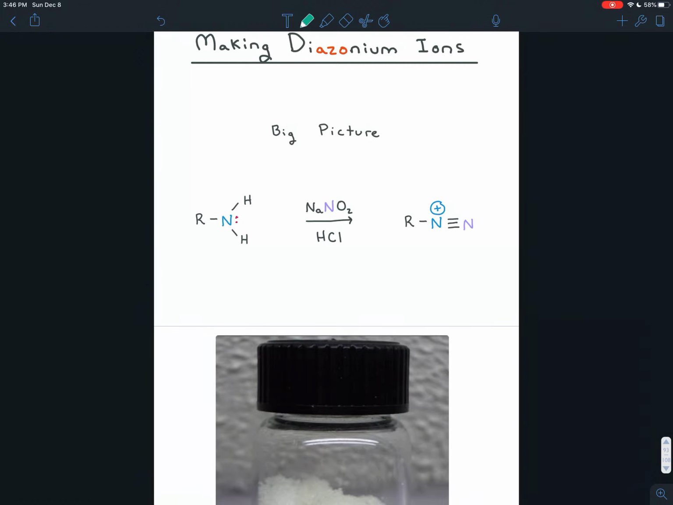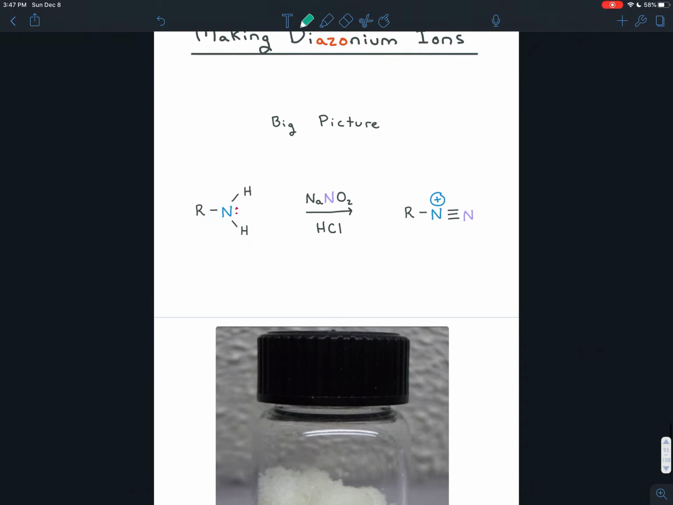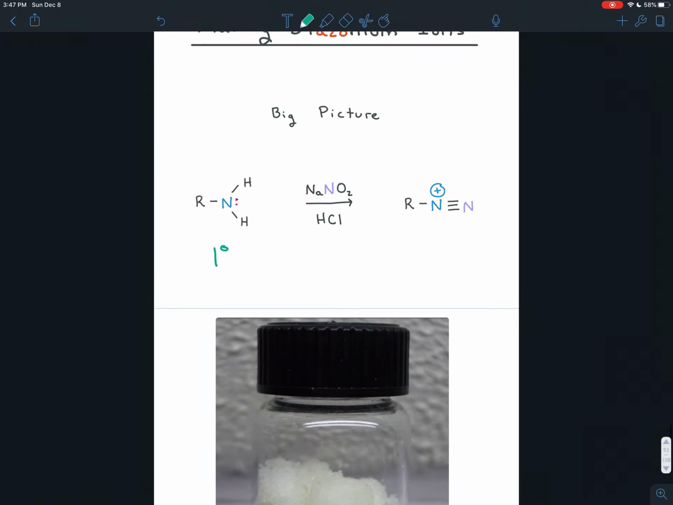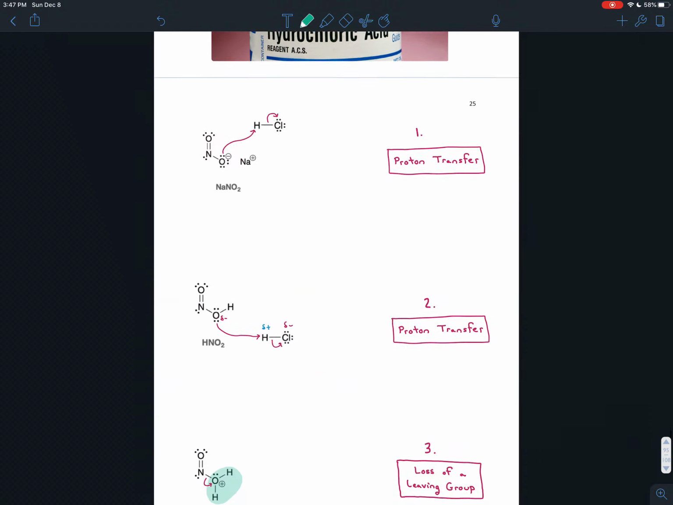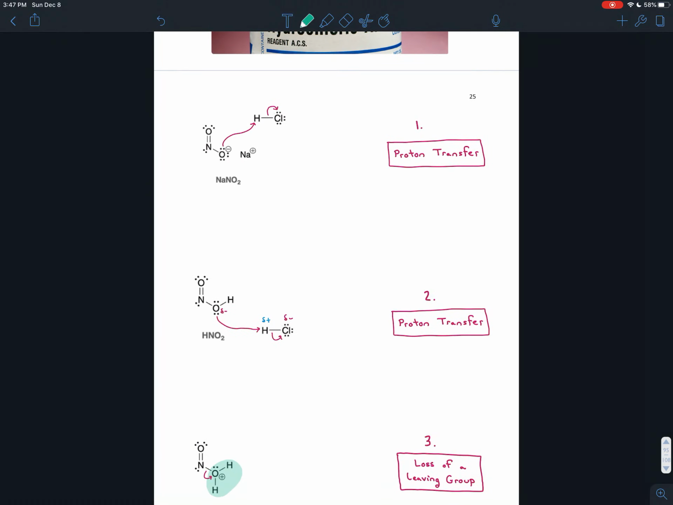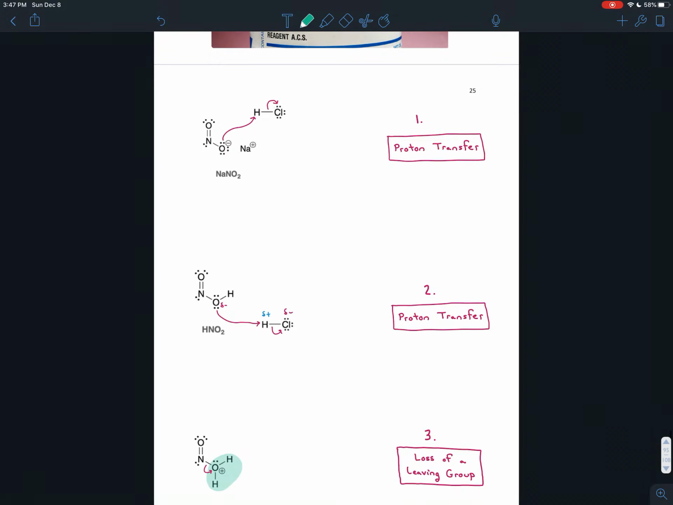In the previous video, where we walked through the mechanism for how to make diazonium ions, you'll notice that we started with a primary amine. The amine had 2 hydrogens on it and only 1 carbon. If the nitrogen is only bonded to 1 carbon, the amine is called primary. Just 1 carbon. Let's think about what would happen if you tried to do this reaction with a secondary amine.